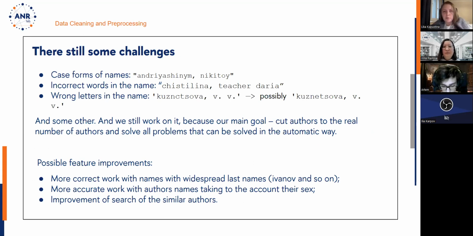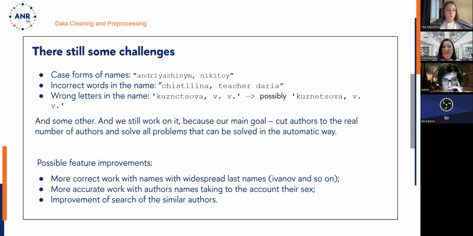Also, we have incorrect words in the name. For example, Chistilina, teacher Darya, whereas the teacher is not the real part of the name, but it just happened to be there. And also we have wrong letters in the name. For example, Kuznetsova VV became Kuznetsova with C in place of the E, and some other problems. And we still work on it because our main goal is to cut authors to the real number of authors and solve all the problems that can be solved automatically, not to use the manual way of working with these problems.